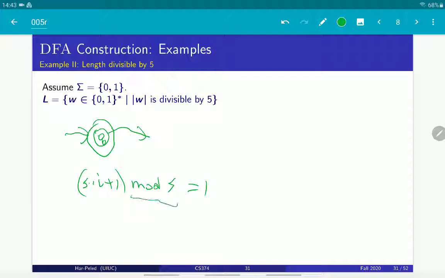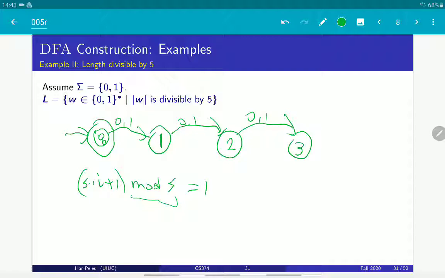Remind you, modulo is just the remainder of dividing by this number. So this is going to go to, I'm just going to write it as 1, to make things easier. From 1, again, I get 0, 1, I'm going to go to state 2. From state 2, I get 0, 1, I'm going to go to state 3, and from state 3, which means the length of the string is 3 modulo 5, and here I go to state 4.